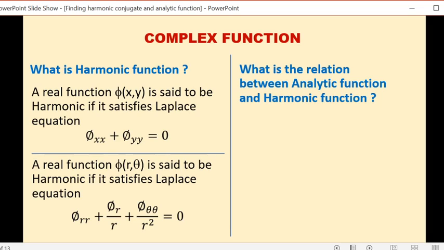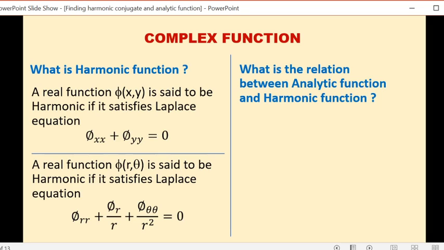u plus iv का real part u है. Okay, is this u a real function? u plus iv is the complex function. इसका real part है u. This u, is this a real function? Yes. Okay. What about the imaginary part? अभी इसका imaginary part क्या है? Three options you have got. The imaginary part is v, the imaginary part is I, the imaginary part is iv.